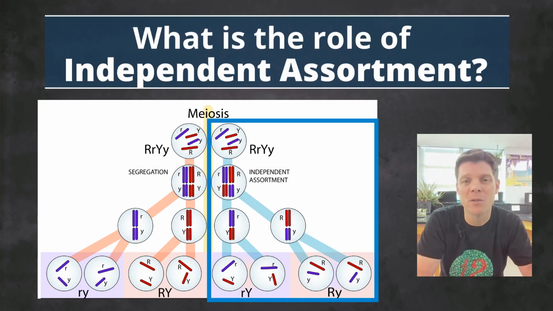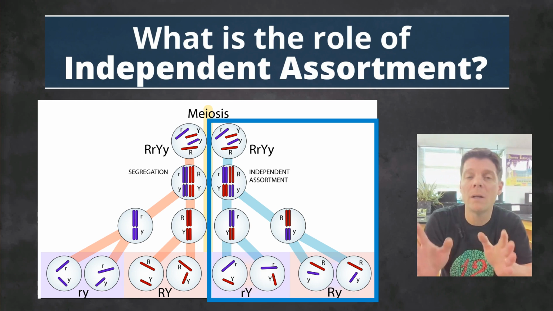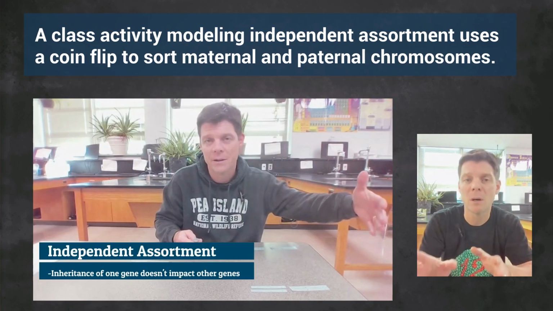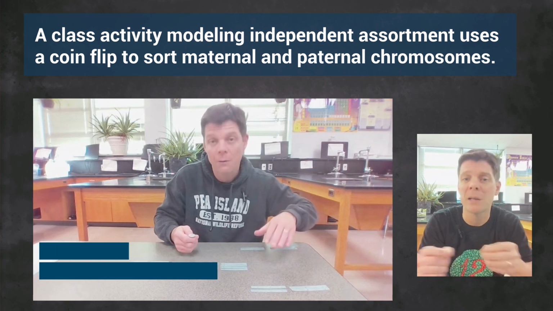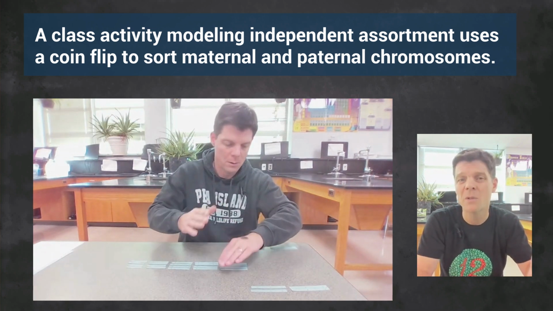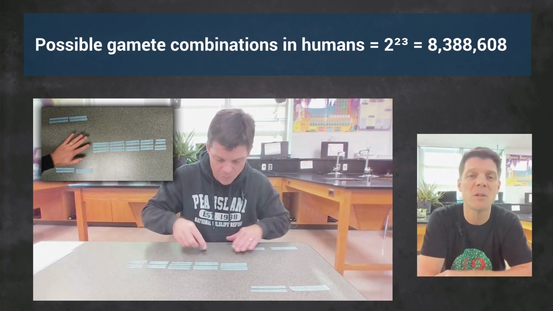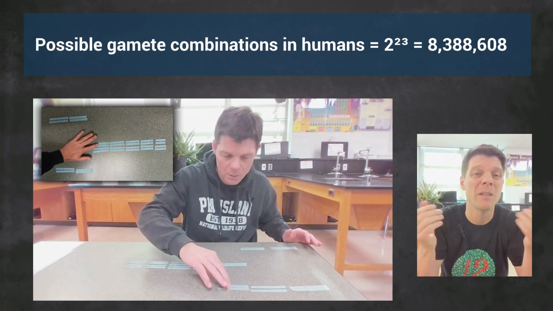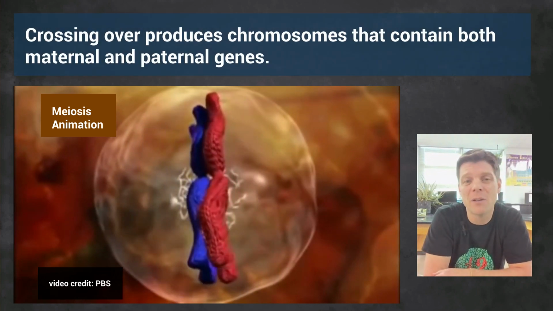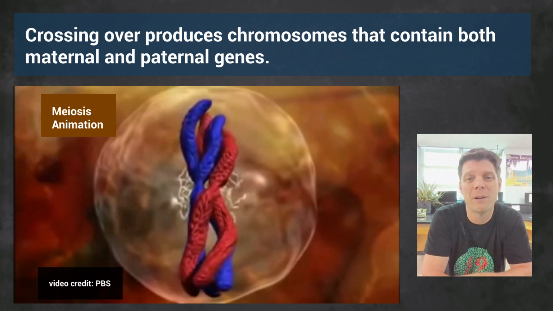Next comes independent assortment. During metaphase 1, homologous pairs of chromosomes align randomly at the metaphase plate. Each pair sorts independently of the others, meaning maternal and paternal chromosomes are mixed in countless ways. For humans with 23 pairs of chromosomes, the possible combinations of chromosomes in gametes number in the millions. And that's before even considering the impacts of crossing over, which adds even more variation.